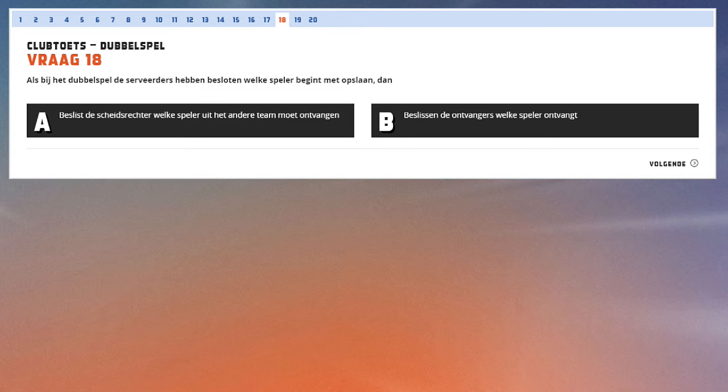So A, the referee will decide which player of the opponents will receive the serve in the beginning, or B, no, at the first start of the first service, the opponent will decide which player will receive at first and make the pairing of the couple.